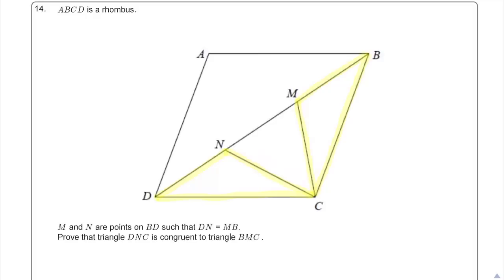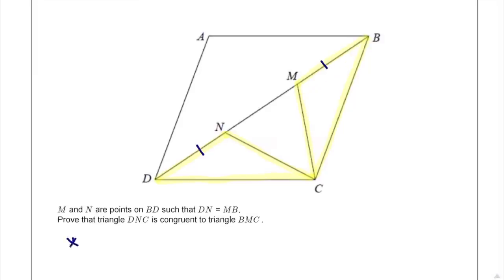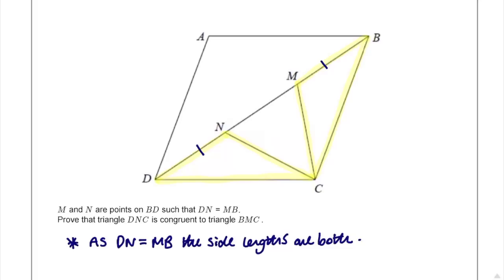So I think the most obvious point to make, because we're told it in the question, is that this length DN is equal to this length MB. So we can say as DN equals MB, the side lengths are both equal.